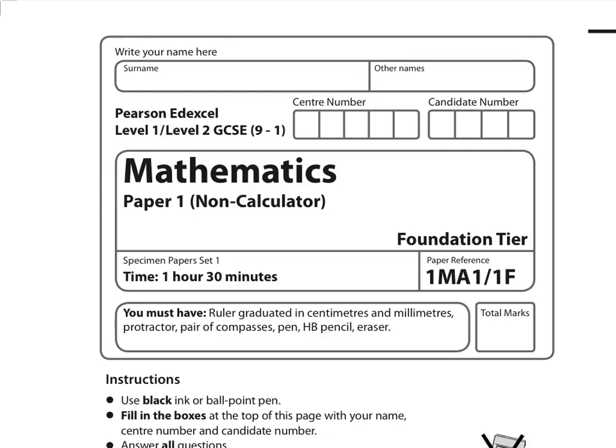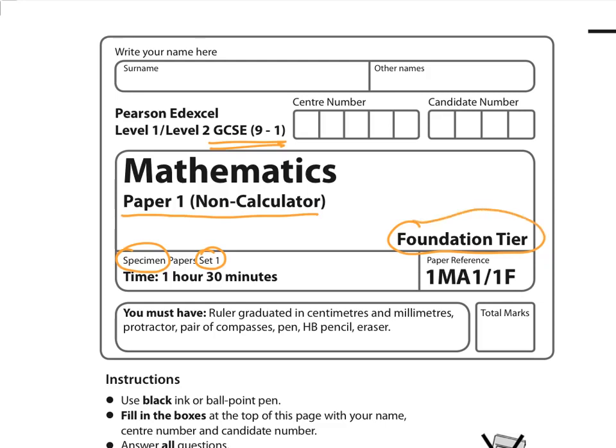So this is the first of a series of a number of papers, and this is all to do with the new GCSE grade 9 to 1 papers. And this is the first of a specimen paper, and you can see that here. And it's the first of set 1. Now, what I'm going to try and do here is do the whole series of papers, and I'm starting with the foundation ones and working upwards to the higher.